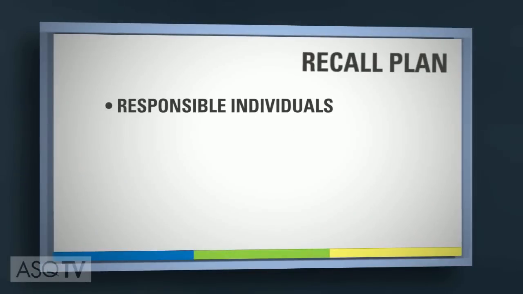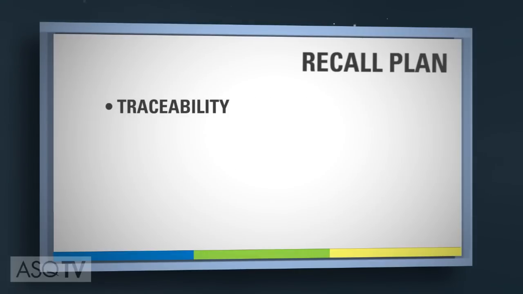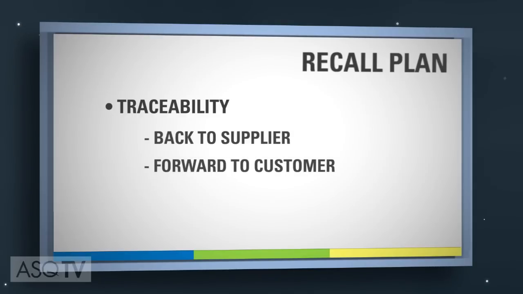It should identify the responsible people in your organization who will be key people involved in the recall, and what are their key responsibilities. And then also, who are their backups? If they're not available, who can step in and manage that portion of the recall? Traceability. Can you trace products forward and backwards? Can you trace back to the supplier that supplied the materials or the components?